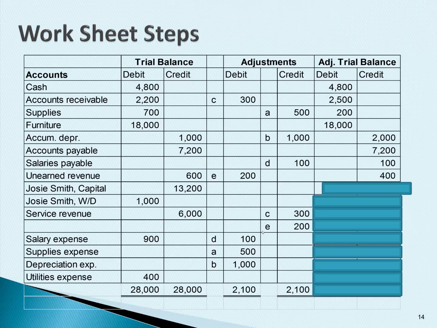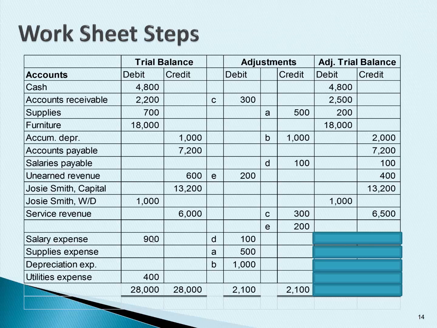Capital, we had 13,200. We did not adjust it. We still have it. Withdrawals did not get adjusted. We still have 1,000. Service revenue, we had 6,000, and notice we credited it. And remember, revenues increase with the credit. So we credited $500, a total of 500. So our new balance is 6,500.